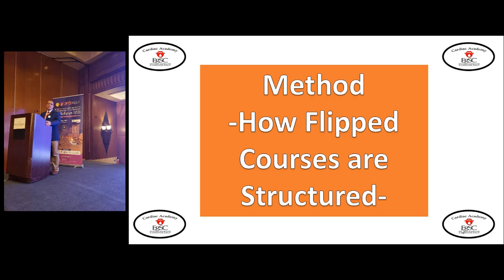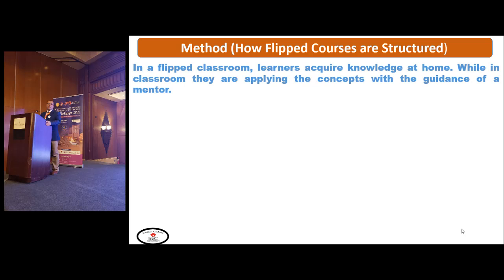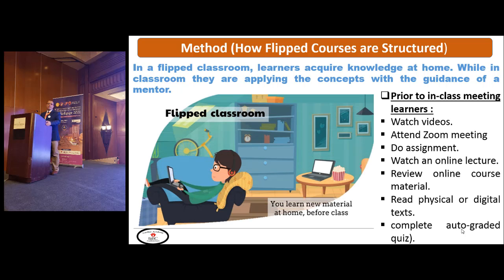What about the method? How are flipped classroom courses structured? In the flipped classroom, learners acquire knowledge at home, while in the classroom they are applying the concept with guidance of the mentor. So prior to the class, learners do the following activities: watch videos, attend Zoom meetings, do assignments, watch an online lecture, review online course material, read physical or digital texts, complete auto-graded quizzes.